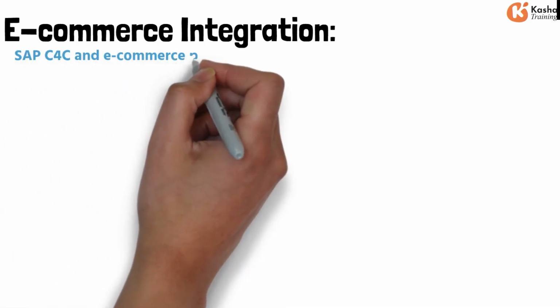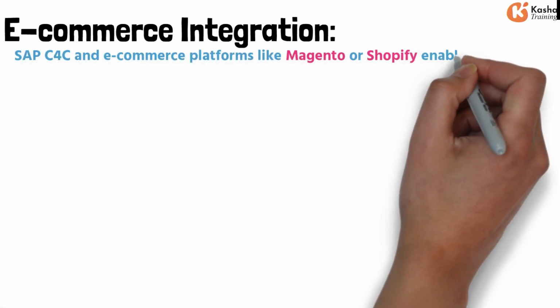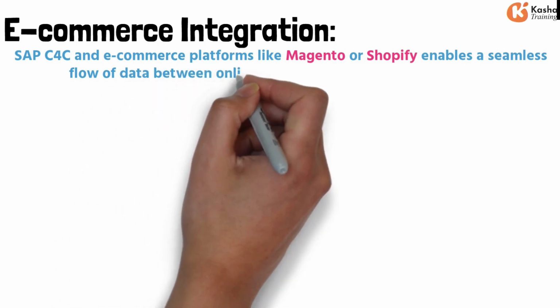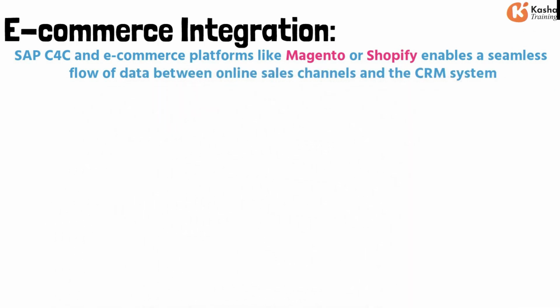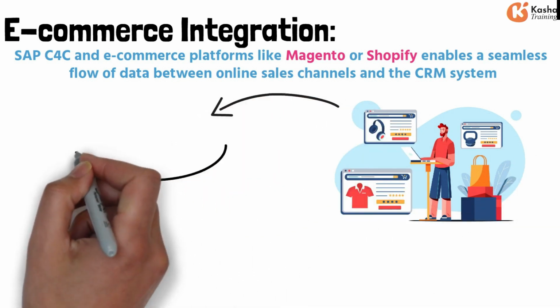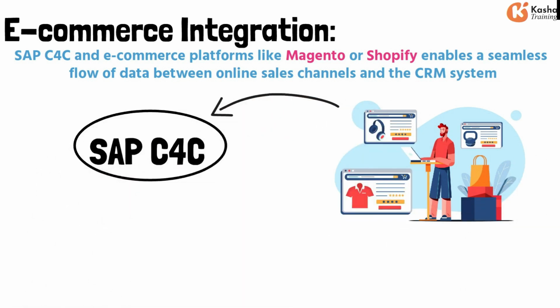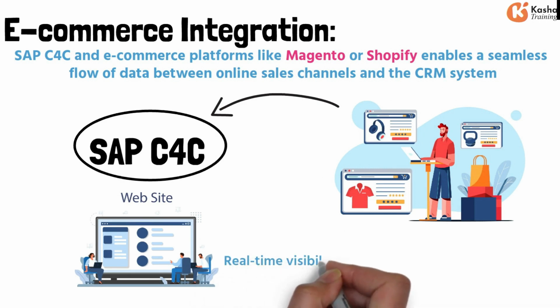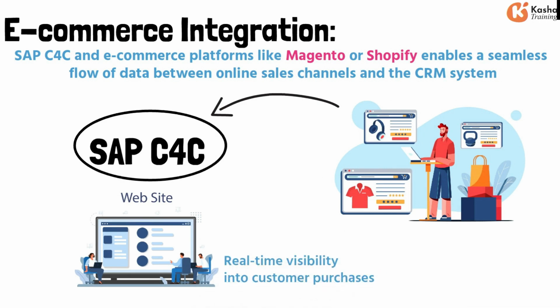E-commerce integration. Integration between SAP C4C and e-commerce platforms like Magento or Shopify enables a seamless flow of data between online sales channels and the CRM system. Customer orders placed on the e-commerce platform can be synchronized with SAP C4C, ensuring that sales teams have real-time visibility into customer purchases and can provide personalized service and support.